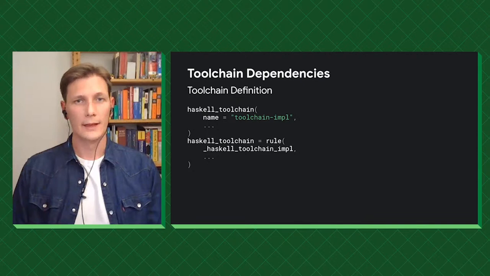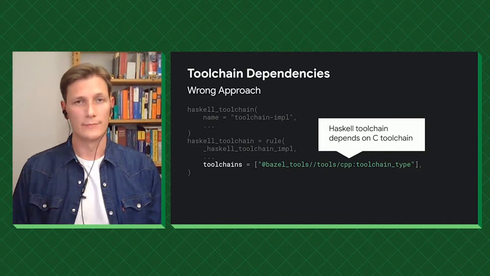You might be tempted to declare the dependency on the C toolchain on this Haskell toolchain implementation rule. In fact, rules Haskell's toolchain used to depend on the C toolchain in a similar way, indirectly through a tool dependency. What's the problem with this approach? I'll illustrate with an example.